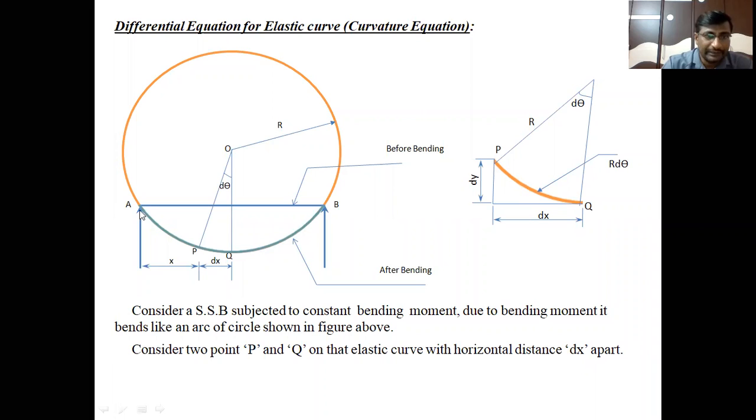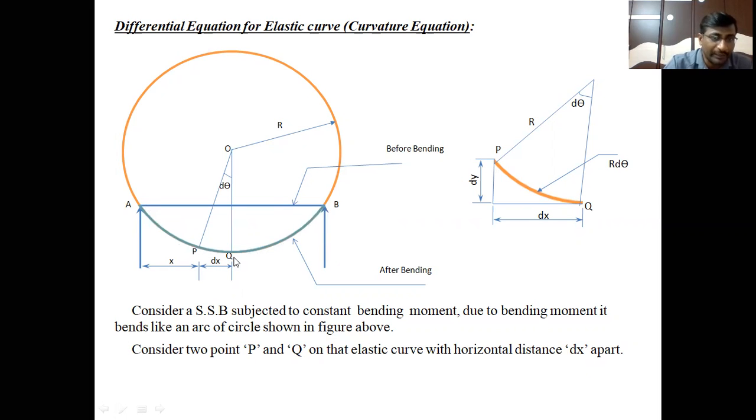Let us take the simply supported beam, shown in blue color, which is supported at A and B with support reactions RA and RB. Before bending, it is a straight AB. After bending, it is a curve AB. Let us take two points P and Q on that curve after bending.